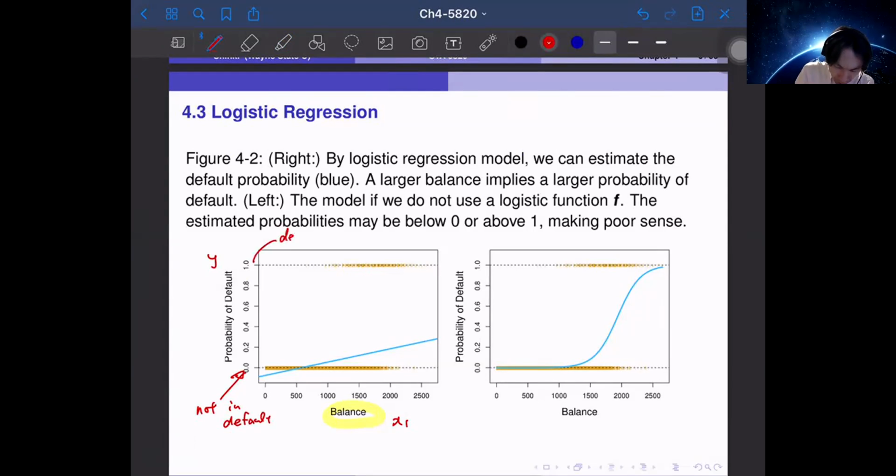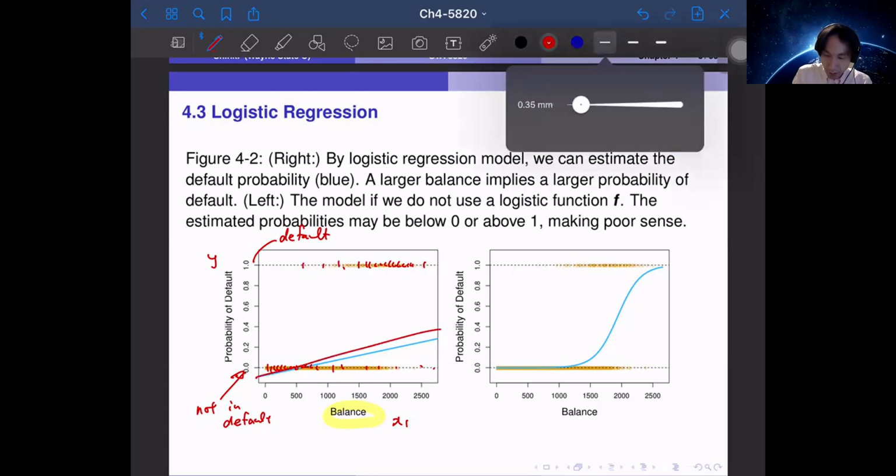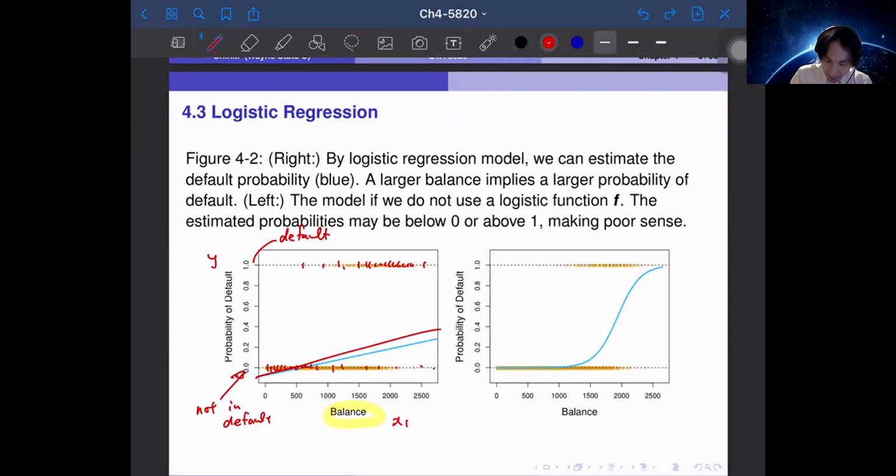And this is default observation. And these yellow points, we have many points here and more scarce here. And we have many points here, some points around here. Then fitting a straight line doesn't make much sense. It is maybe better than nothing, but if we fit a straight line, it's really hard to interpret.